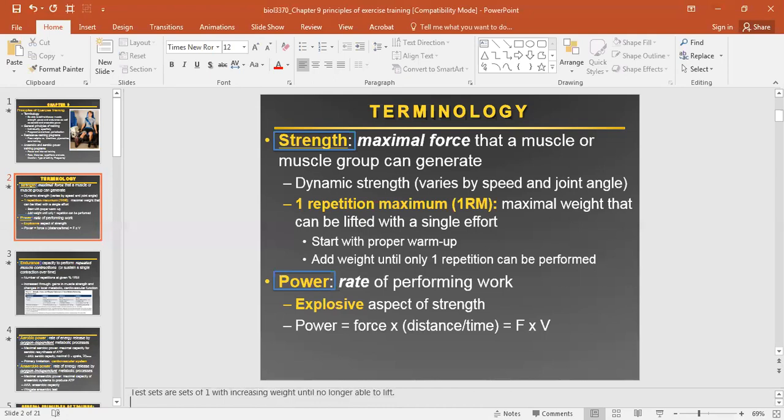So power focuses on explosiveness. And lower weights, think 50 to 65% of 1 repetition maximum. These ranges will vary a little bit, but lifted as quickly, explosively as possible, under control, and with good form. That's incredibly important.